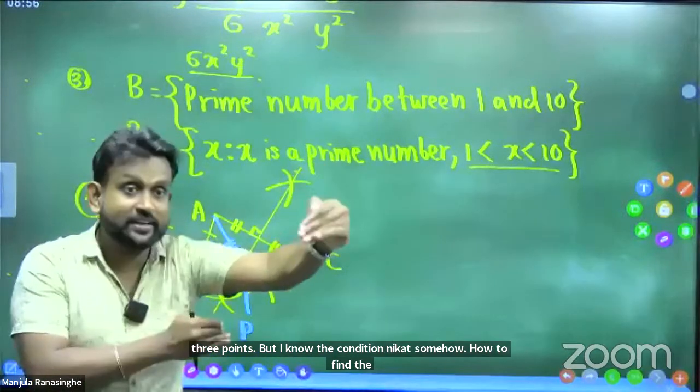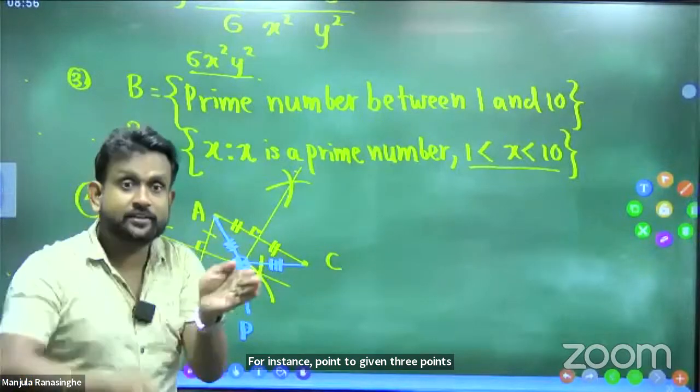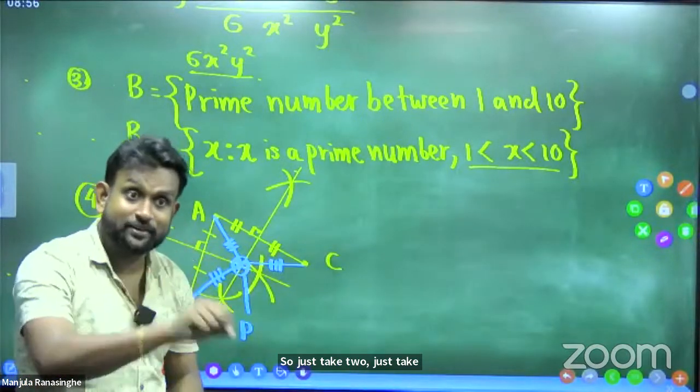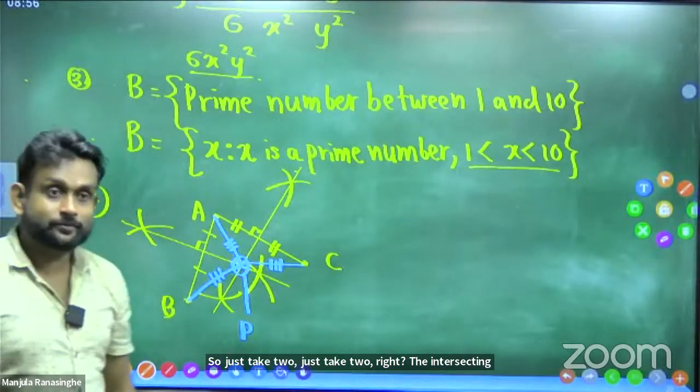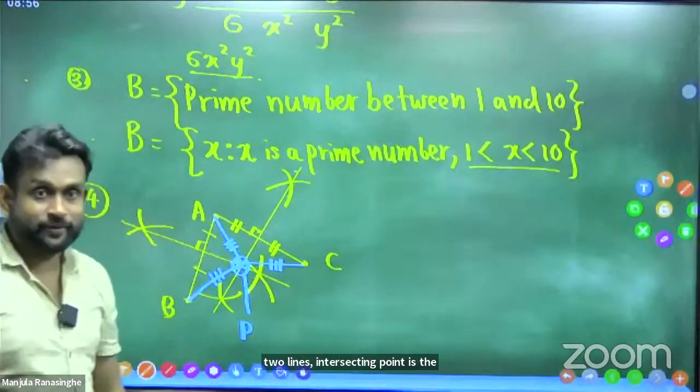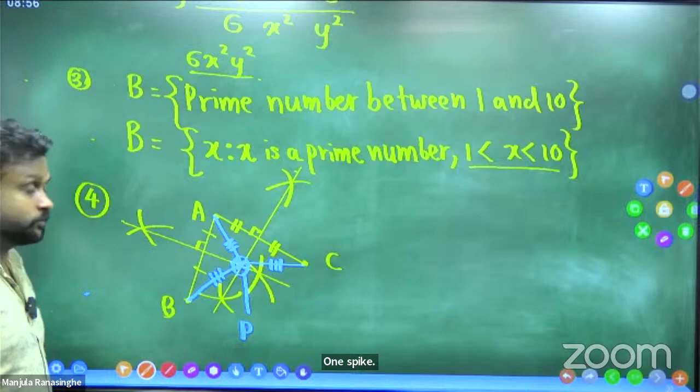So just take two, right? The intersecting point of the two lines is the point. Understood everyone? I think so.